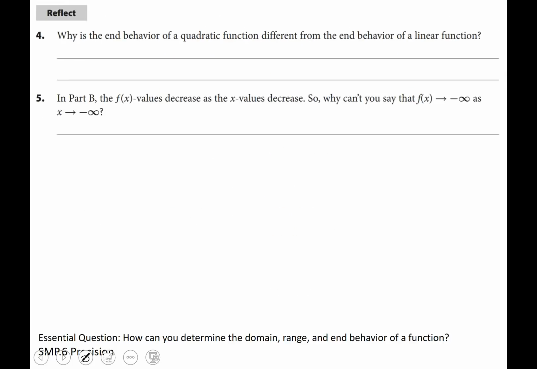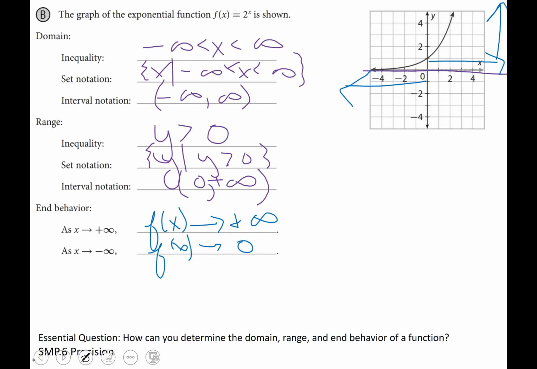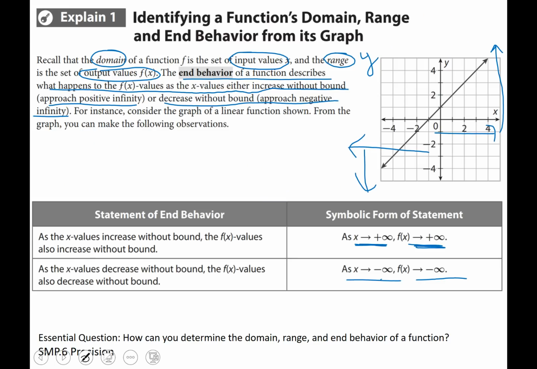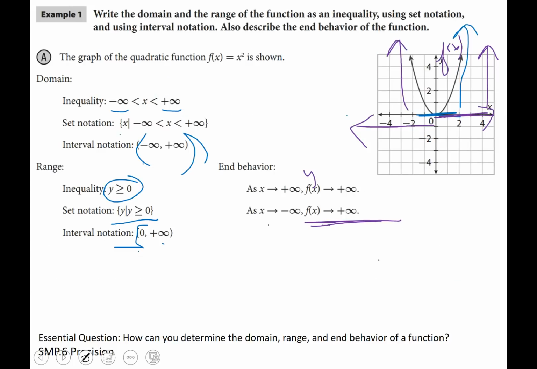All right. So let's reflect on this a little bit. Why is the end behavior of a quadratic function different than the end behavior of a linear function? So let's go back and look at the quadratic and the linear. So the linear is that one, and notice your arrows are pointing in different directions. This is my hint. And the quadratic, notice the arrows are pointing in the same direction.